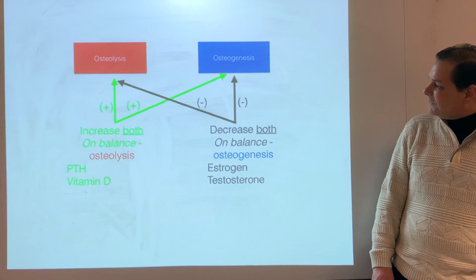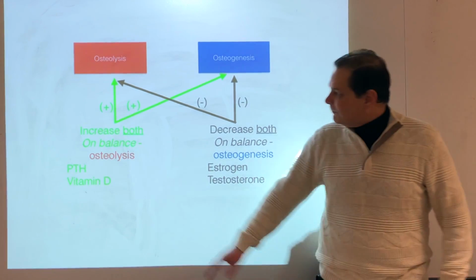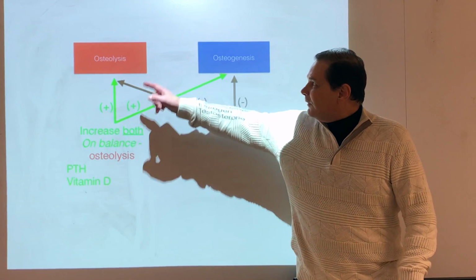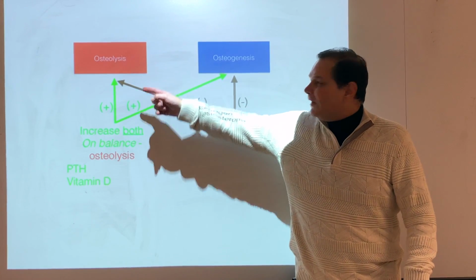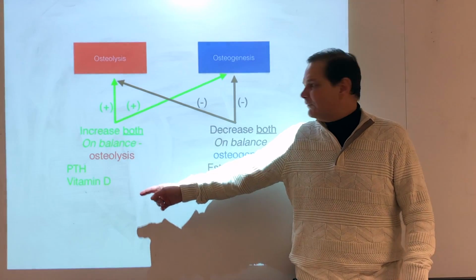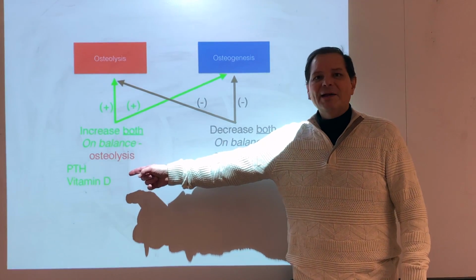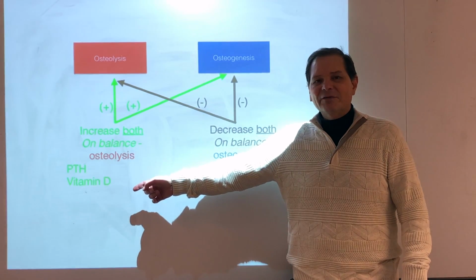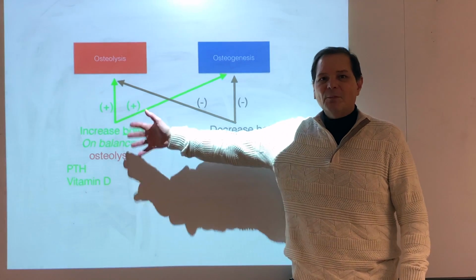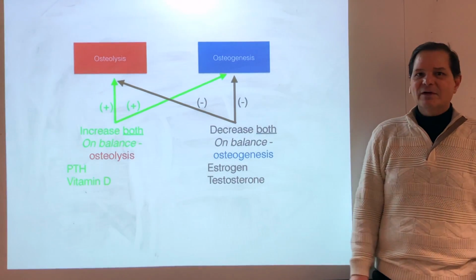So I've got this figure in your notes. On balance, in the presence of PTH and vitamin D, you predominantly have osteolysis. And one primary reason for that is that your body secretes PTH when your serum calcium goes down. And so you want to increase serum calcium, you'll break bone down. Talk about that in the next lesson.